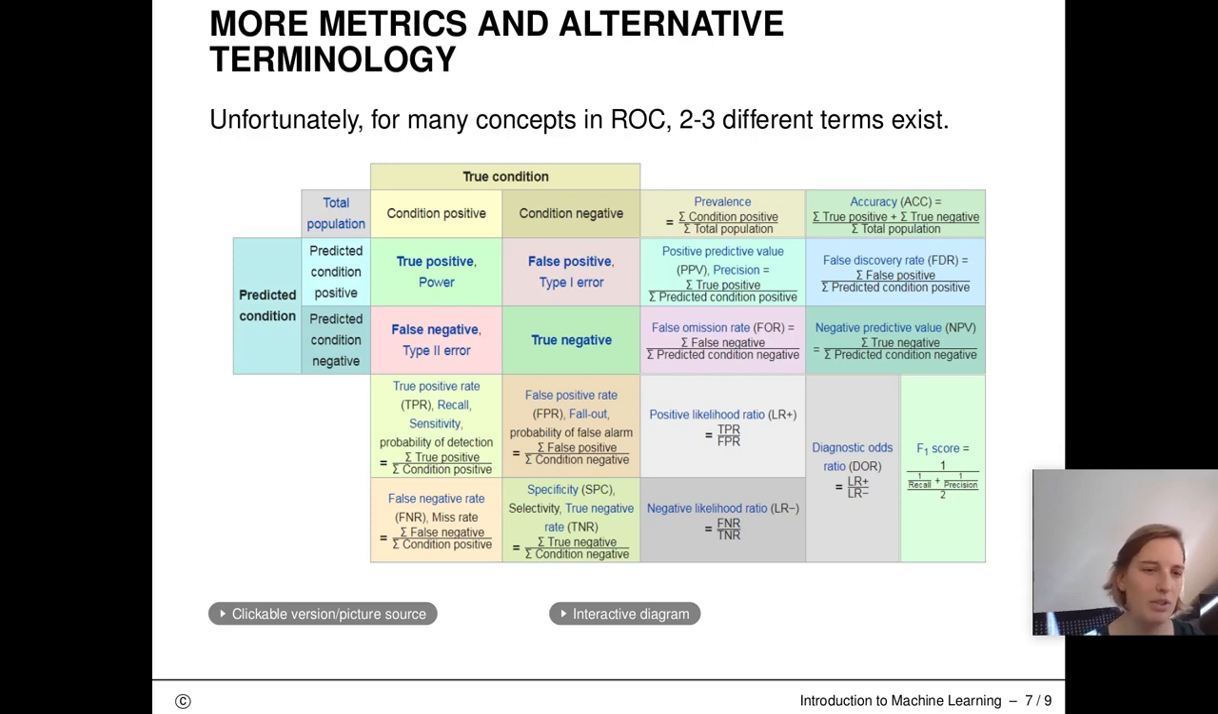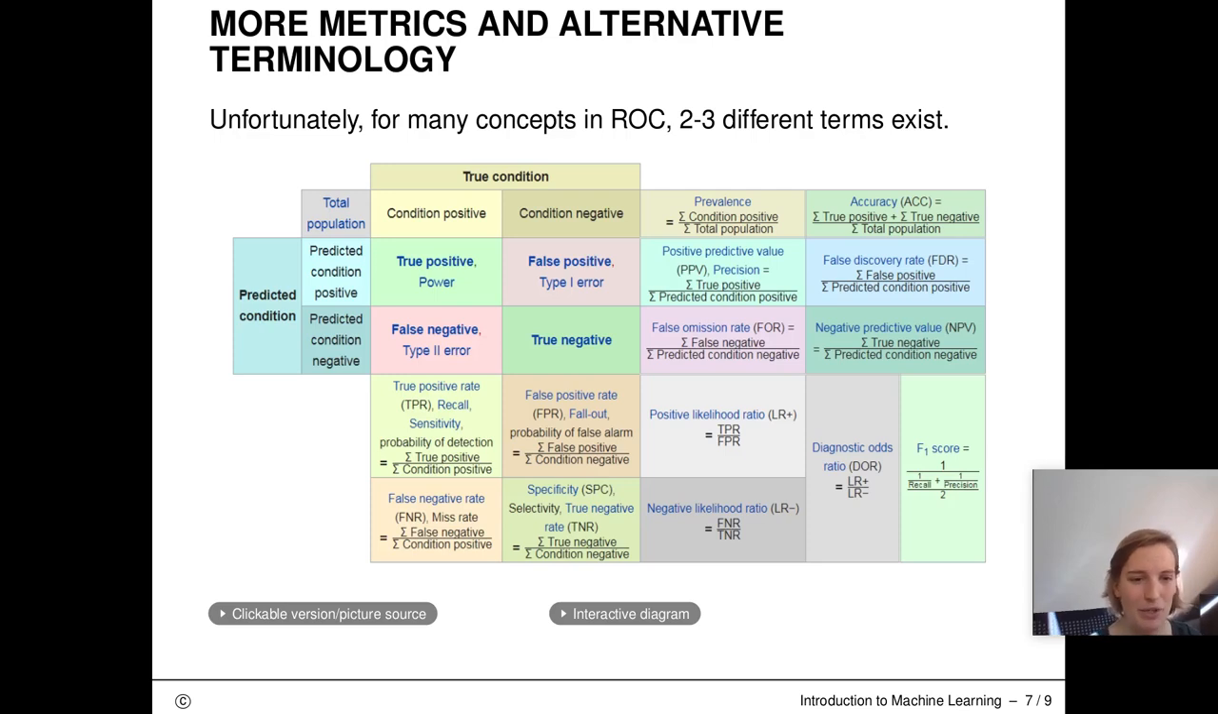From this table, you can also see one unfortunate aspect. Because all of these measures are discussed in different fields like psychology and engineering, there's usually 2 or 3 different terms for the same concept, exactly the same. So true positive rate is also called recall and is also called sensitivity. False positive rate is also called fallout, for example. The true negative rate is also called specificity. Yeah, and so on and so on.